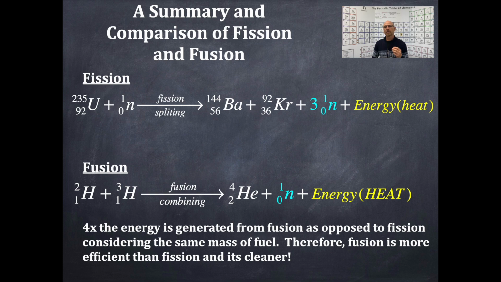In fact, there's 4 times the amount of energy generated from a fusion reaction as opposed to a fission reaction, considering the same mass and type of fuel. Therefore, fusion is more efficient, and it's much cleaner than a fission reaction. So if you want to have a nuclear power plant someday, then you need a fusion reaction. However, we don't have any fusion reactions that we know of that we can control here on our planet. That's a sad thing. Okay, they're all bombs.